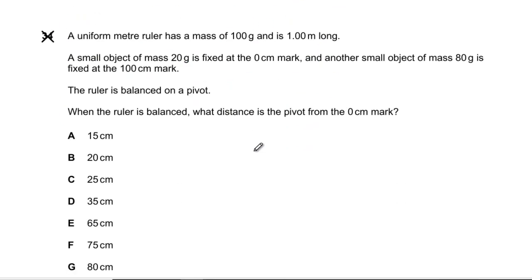Uniform meter rule, mass 100 grams, 1 meter long. Small object at one end, small object at the other end. It's balanced on a pivot. When the ruler is balanced, what is the distance of the pivot from the 0 centimetre mark? Okay, so we've got 20, 180. So we could just do 2, 10 and 8, just to get rid of anything else that's going on. Well, the pivot's going to have to be somewhere on this side. Can't be on the other side. It's got to be going towards the 8.